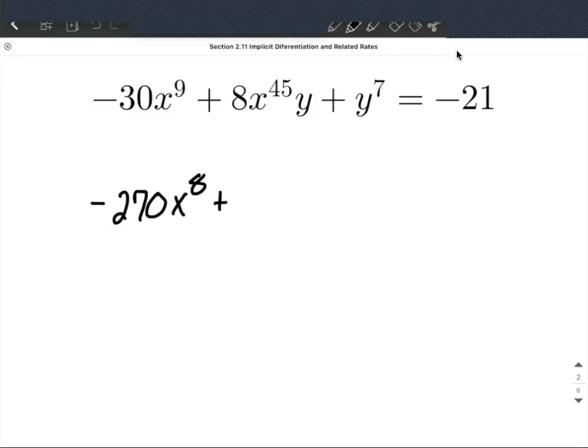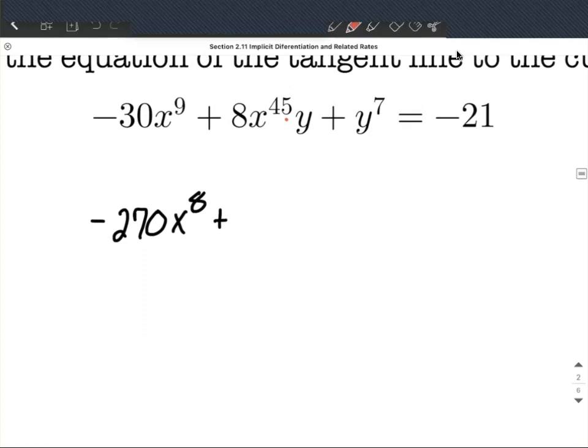Now that middle term's a little bit tricky, and why I say that is, it's like we have both an x and a y involved there. So I'm going to deal with it by treating that first part, the 8x to the 45th, as one function multiplied by a second function, which is just the y. If I write out the product rule, it goes f prime times g, the derivative of the first part times the second, plus, keep the first part the same, take the derivative of the second part.